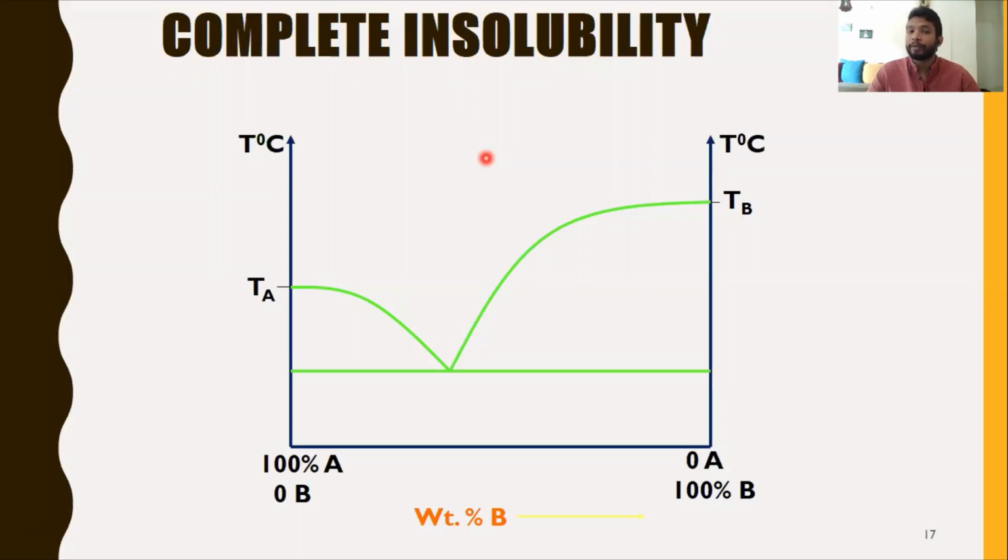Last week in the video, if you watch it again, you will remember what we discussed. We discussed complete solubility of two materials or two elements, when we are melting them and when we are cooling them, how that happens. And today we are going to discuss two things: complete insolubility and partial solubility.